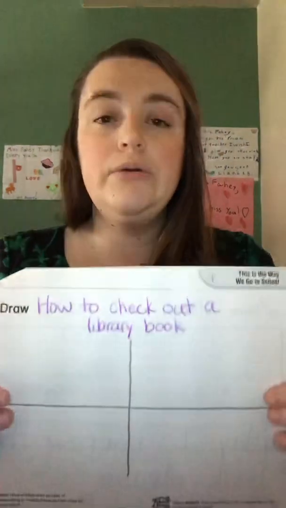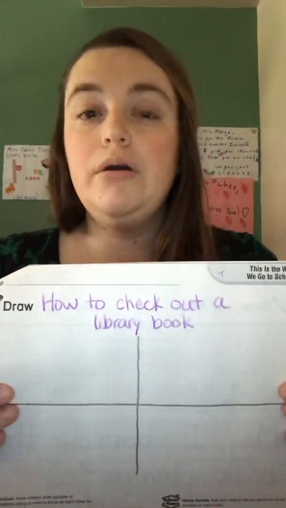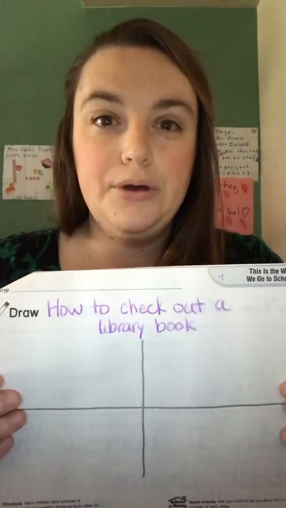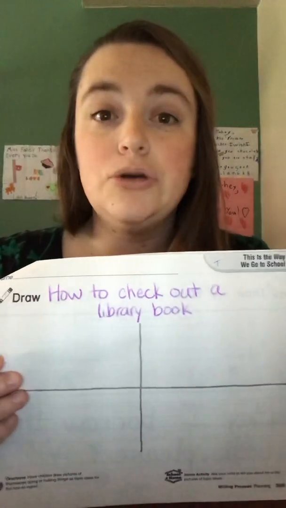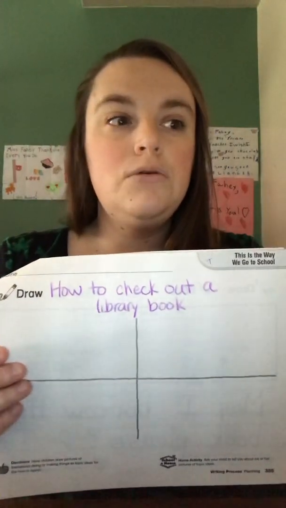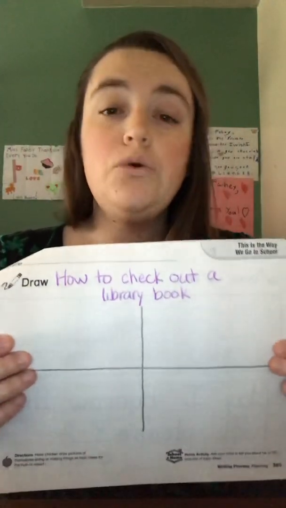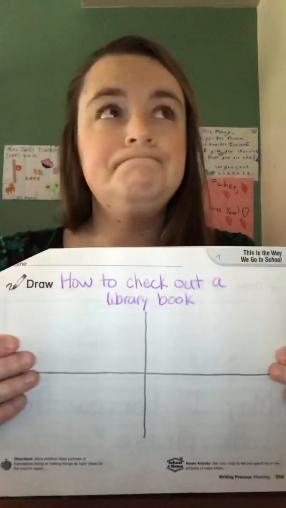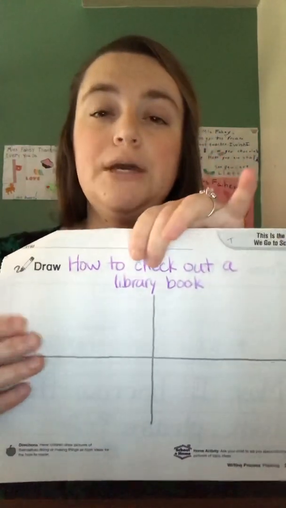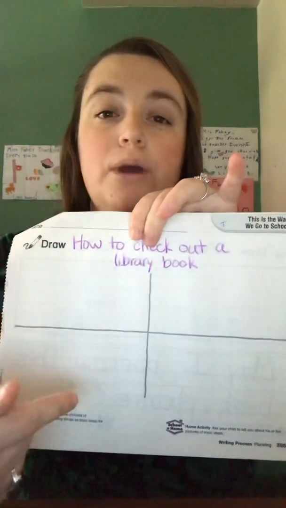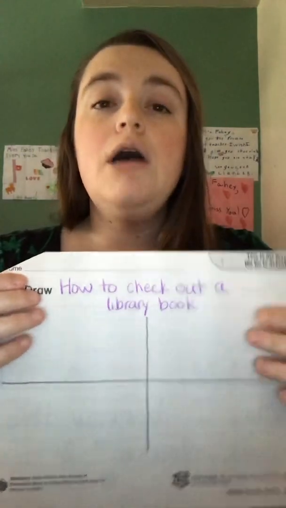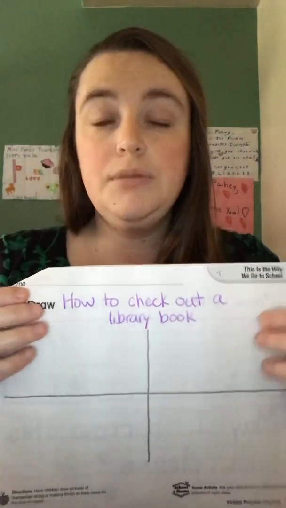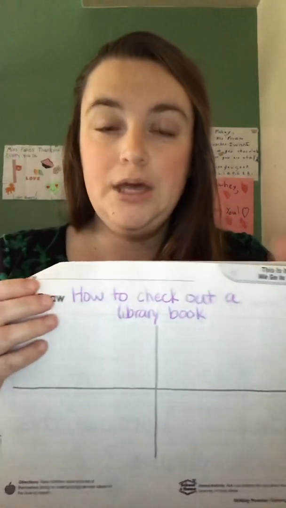So this week we're going to write a how-to report on how to check out a library book. So think about, I know we can't go to the library right now because the libraries are closed, but think about when you want to go get a library book, what do you have to do? You're going to draw pictures in these 4 squares on page 385. You're going to draw pictures of what you have to do before you check a library book out.